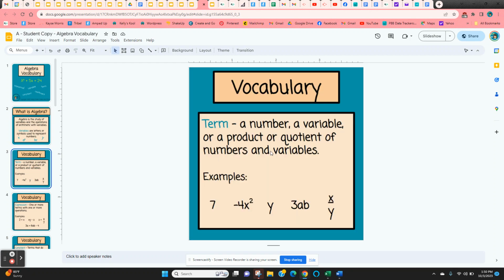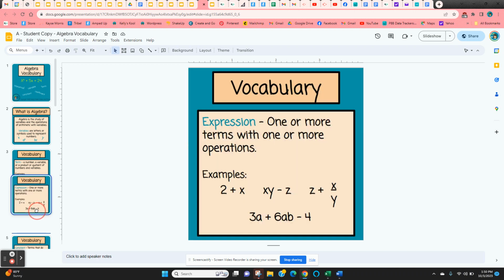A term is a number, a variable, or a product or quotient of numbers and variables. So each one of these is a term. There are no plus signs or subtraction signs. An expression is one or more terms with one or more operations. So you can see here there are plus signs or subtraction signs in between the terms.